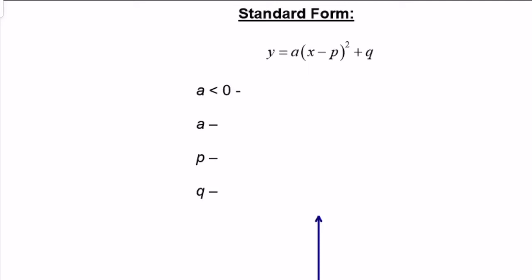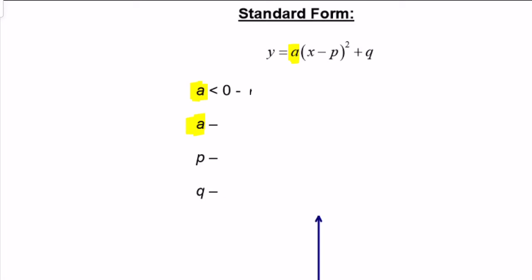y equals a(x minus p) squared plus q is called the standard form of a quadratic function. When a quadratic is written in this form, there's a lot of information we can get just by looking at it. So here we're just going to describe the information we'll find. The first thing we're going to look at is that if a is less than 0, then the parabola, which is our graph, is upside down.